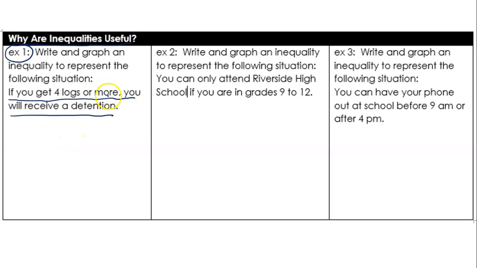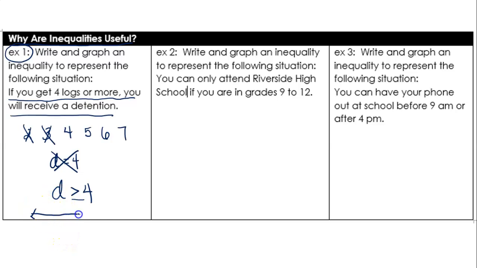So let's think about what this means. If I get 4 logs, I will get a detention. If I get 3 logs, I will not get a detention. If I get 2 logs, I will not get a detention. But if I get 5 logs, or 6 logs, or 7 logs, I will. This is called an interval. I will get a detention if I have exactly 4 logs, but that doesn't summarize the situation. I can't use an equal to sign. I have to use an inequality. I need to show that it's greater than or exactly equal to 4 logs to get my detention.